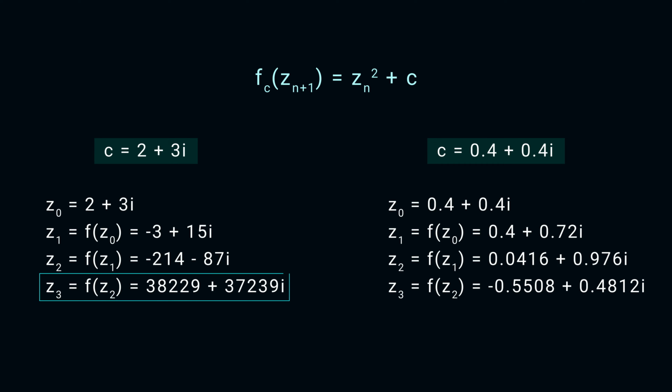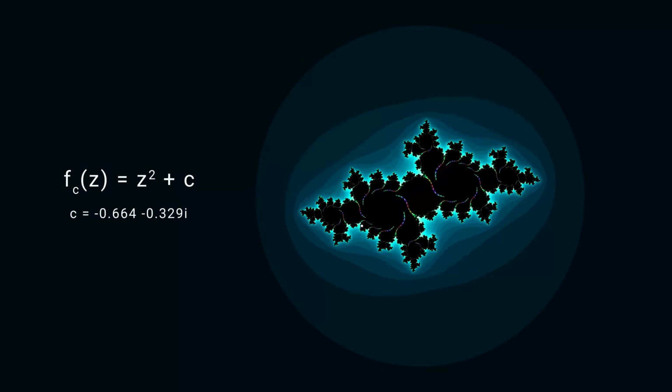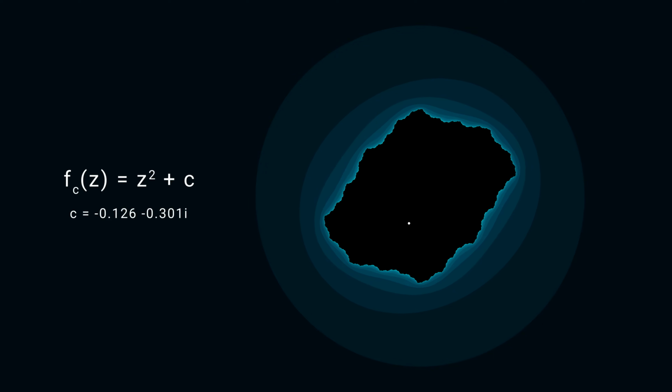If we see that the number keeps growing and growing, then our chosen point is not considered a part of the set, and it's colored depending on how fast it grows. A number that stays bounded and does not grow, on the other hand, is considered a part of the set, and it's colored black. The Julia set of f depends on the value of c, the constant term in the function.